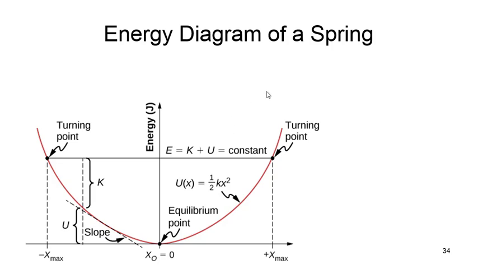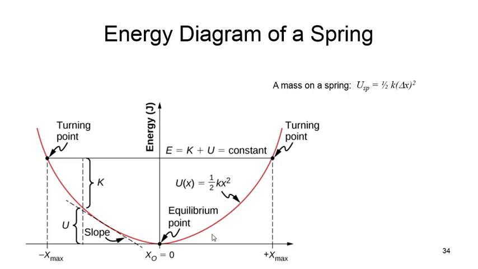Let's look at the energy diagram of a spring. In this case, my potential energy depends on how far the spring is stretched. They're putting that equilibrium point at x equals 0, so I really could just consider this x squared. And so my potential energy graph looks like a parabola because it goes like x squared.